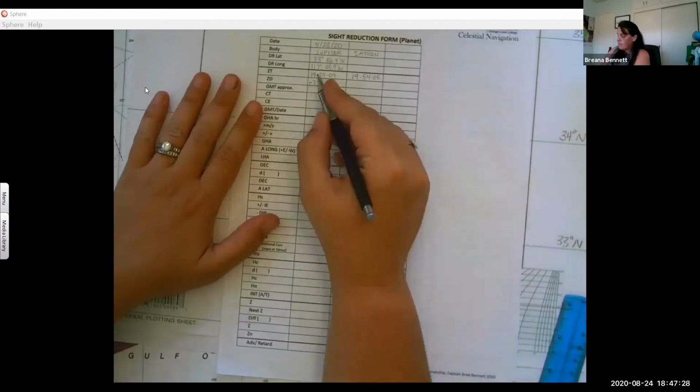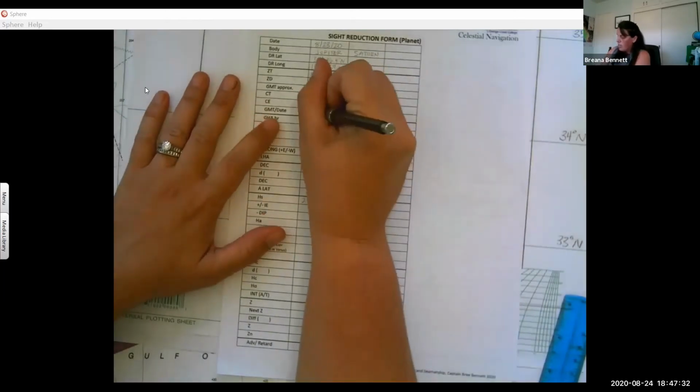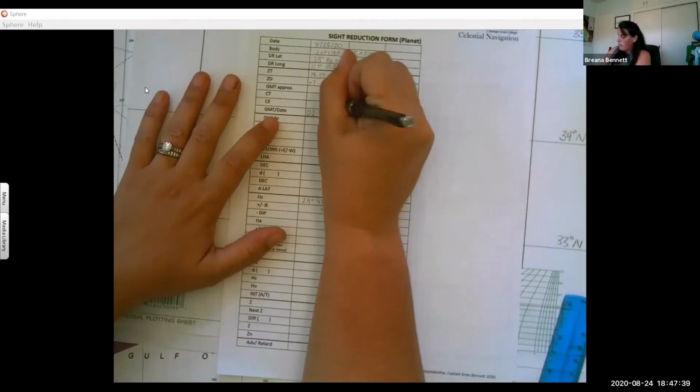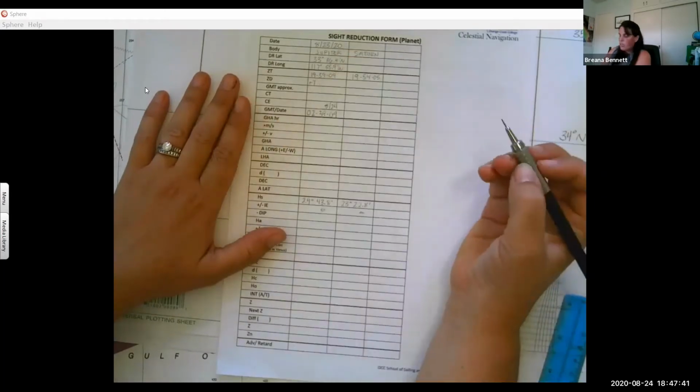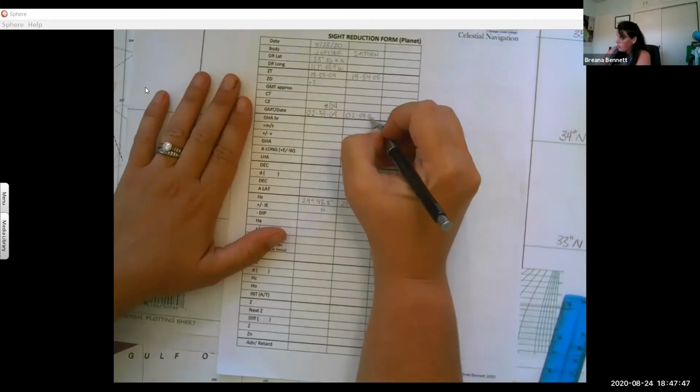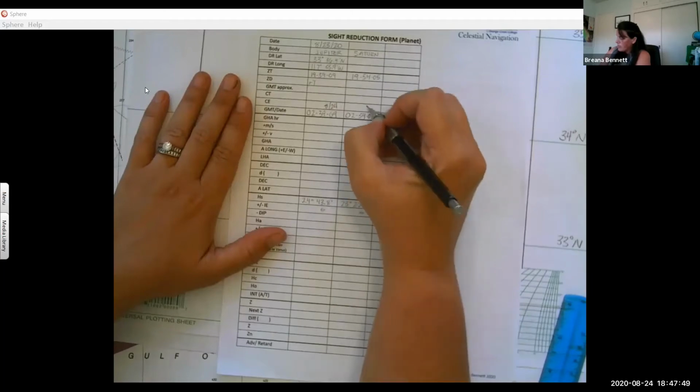1930 zone time with the 7 is going to give us our chronometer time of 02:39:09, and that's going to be on the 24th. Same for this one, 02:54:05. That is going to be on the 24th.